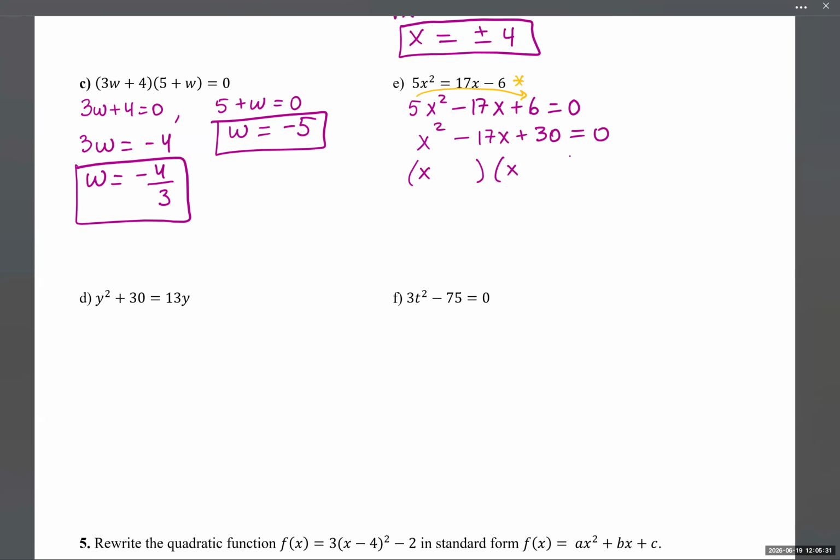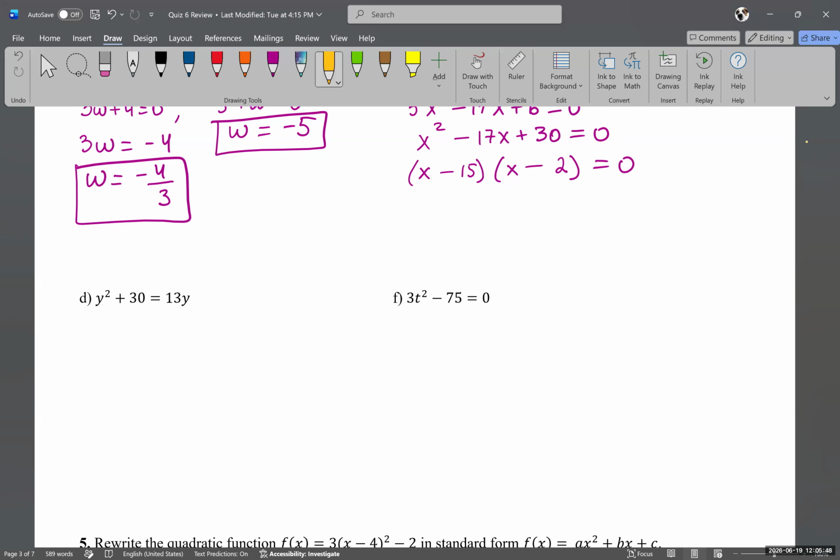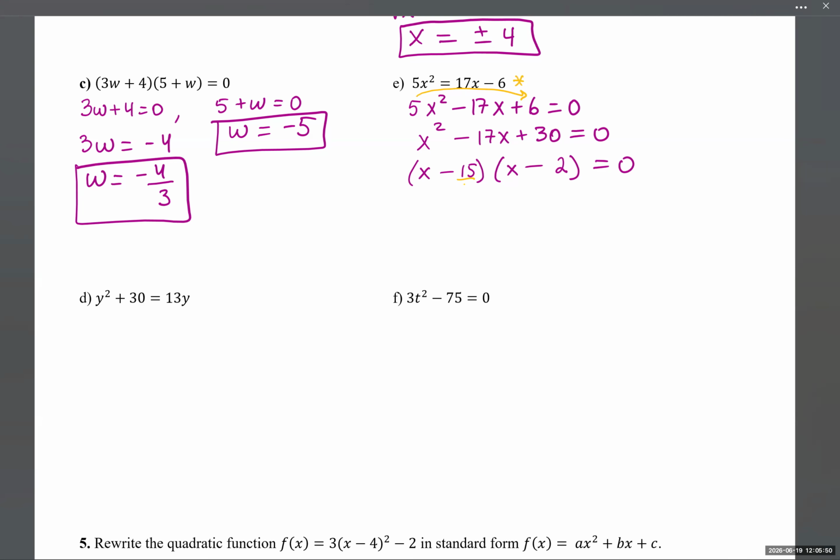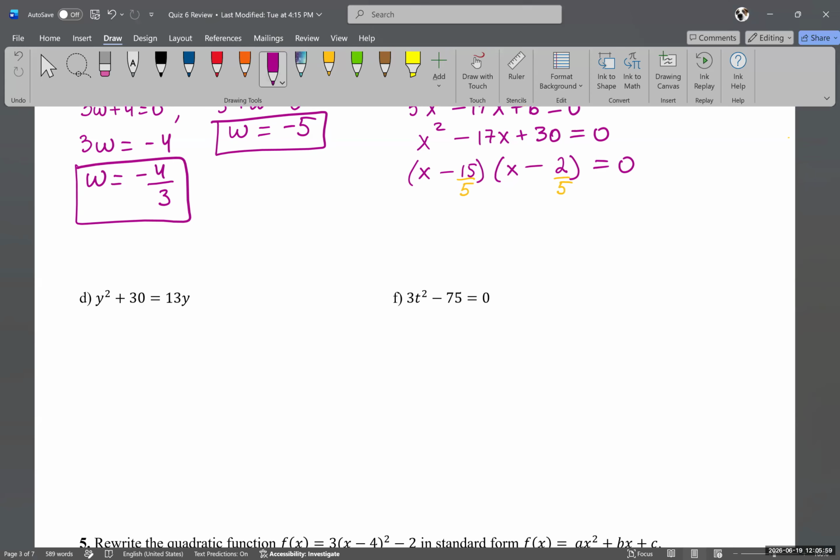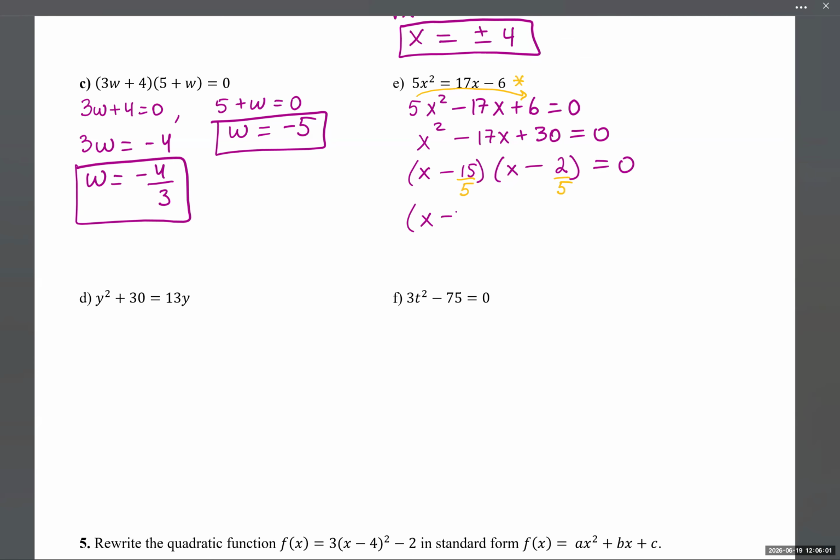So x and x, two numbers that multiply to 30 and add to -17. That would be 15 and 2, and both of them have to be negative. Now, at this point, you have to divide. Since we multiplied by 5 in the beginning, we have to divide both of these numbers by 5. The first parenthesis will just give you a whole number. So it will be x minus 3. The second parenthesis, since 2 over 5 is not a whole number, we will tuck in the 5 in front of the x.